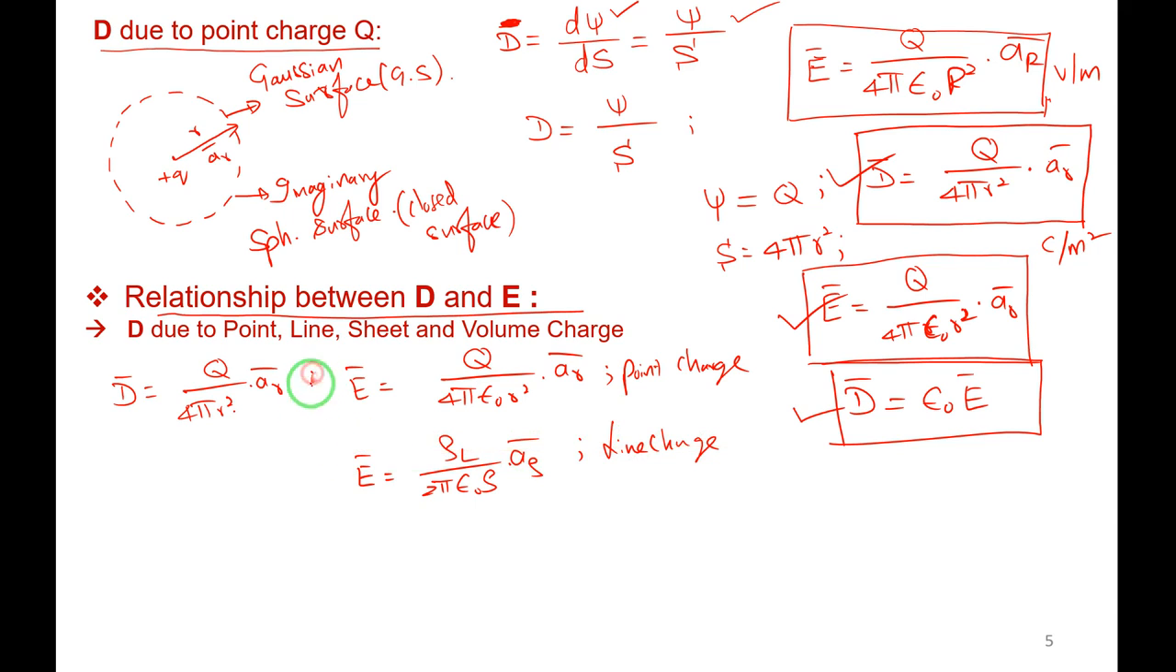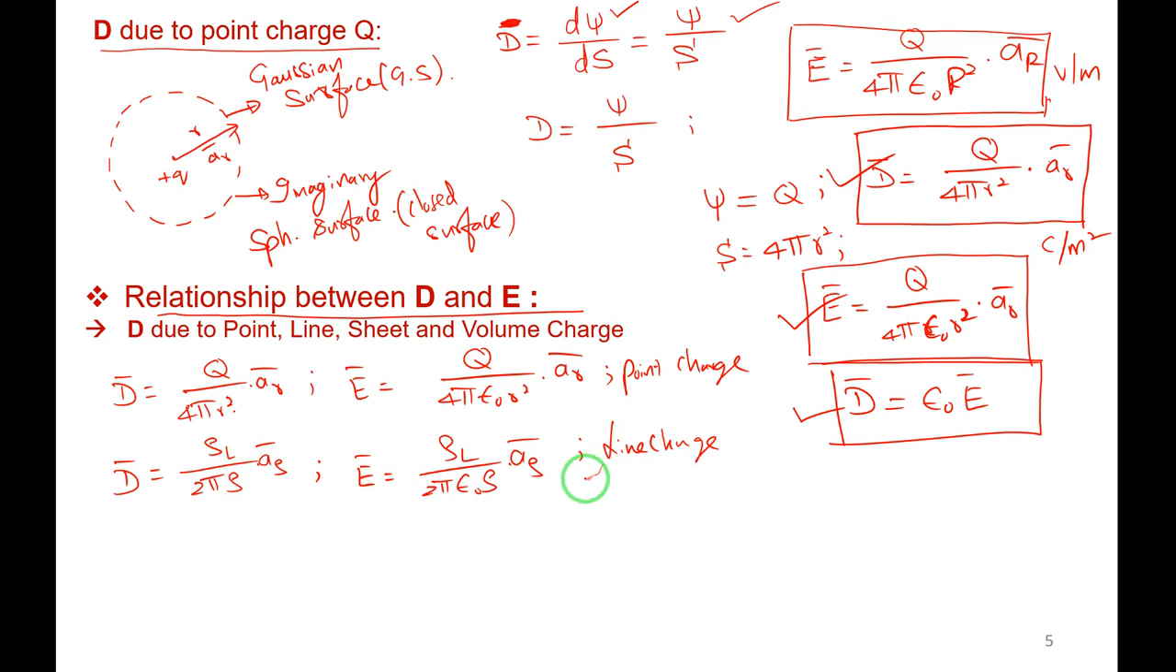Then we know the relationship between D and E. D equal to epsilon naught E. Just multiply epsilon naught for this; epsilon naught will get cancelled. So D due to infinite line charge is rho L by 2 pi rho into a rho. This is the formula for electric flux density due to line charge.